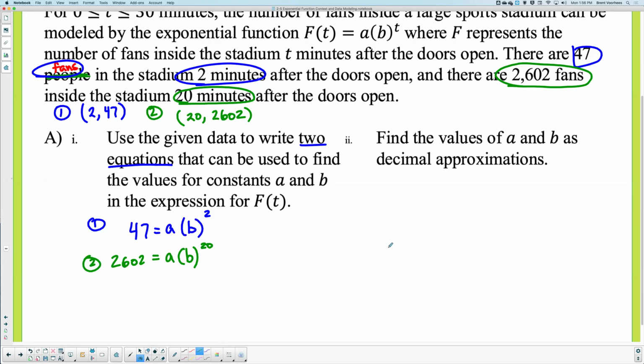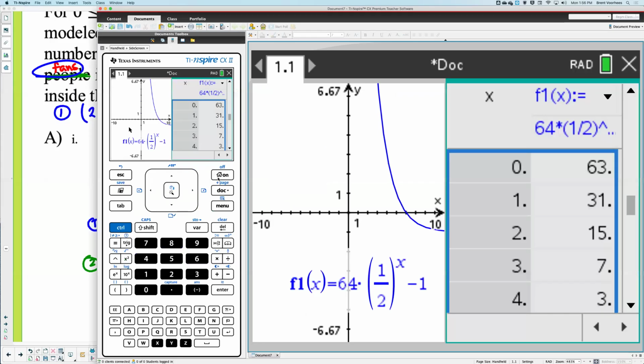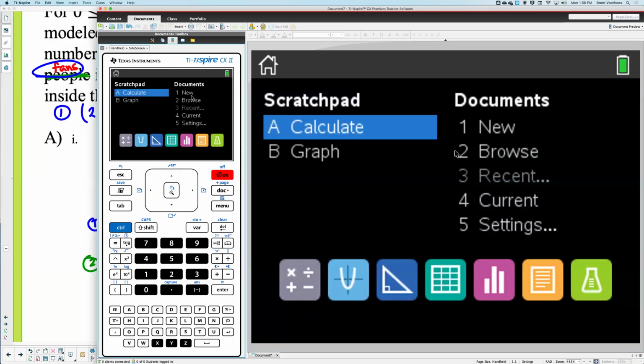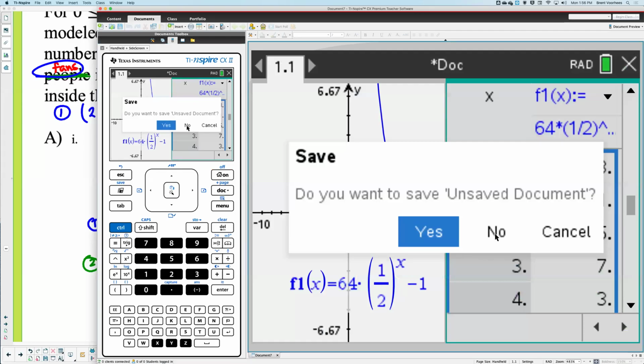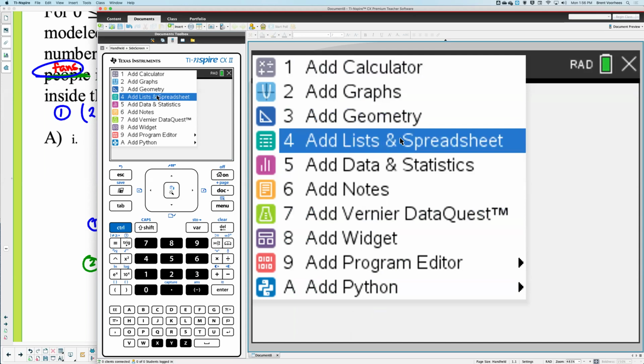All right, so now let's find the values A and B. And I would use List & Spreadsheets for this. Let's open up our List & Spreadsheets. We don't need this anymore. You can clear this out, go home screen, new document. Let's clear out everything we've had so far, and we'll start fresh. We're going to go to List & Spreadsheets.